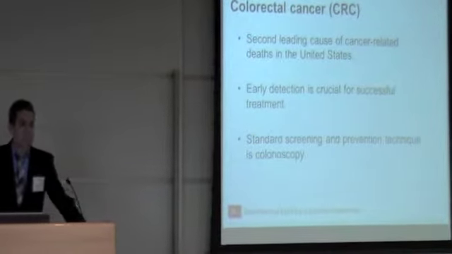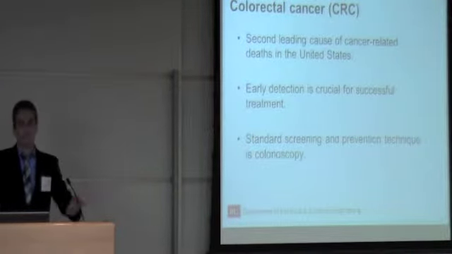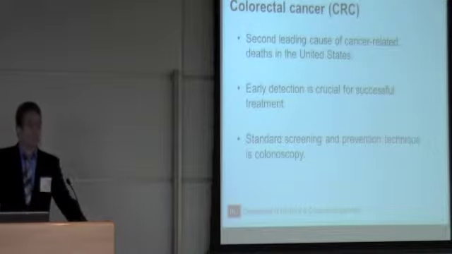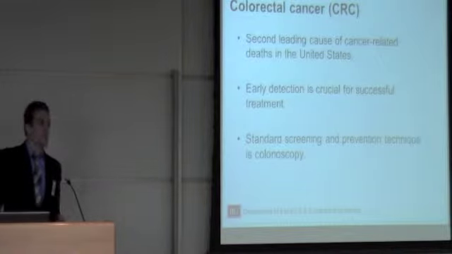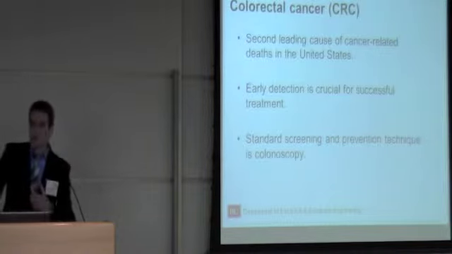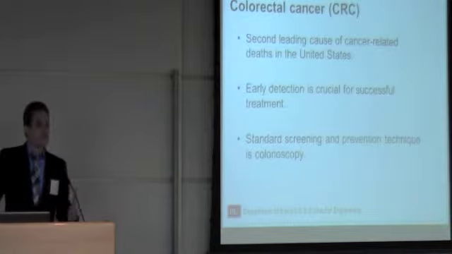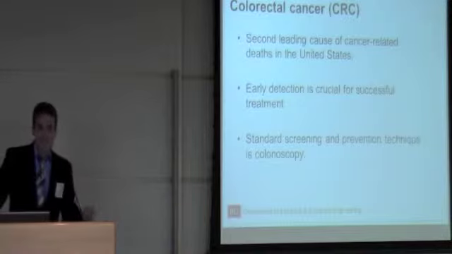CRC, colorectal cancer, is the second leading cause of cancer-related deaths in the United States in both genders, male and female. It is second after lung cancer. And as with any type of cancer, early detection of this disease is crucial for successful treatment. In fact, the American Cancer Society guidelines suggest periodic screening beginning at age 50 to prevent the disease. So really the aim is to detect a precancerous state early on, so that you don't get to the stage where a patient has cancer.